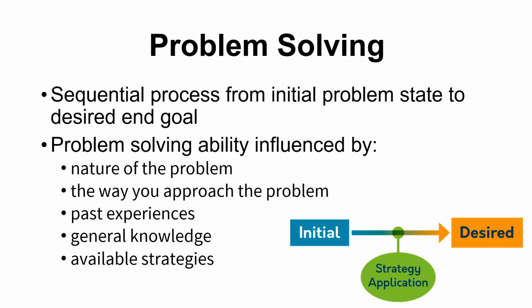For the last part of this chapter, we're going to talk about how we might solve problems and make decisions. So when we talk about problem solving, we're talking about a sequential process where we go from some initial problem state to a desired end goal. In order to achieve that desired solution at the end, we need to choose and select our appropriate strategies and apply those to that situation.